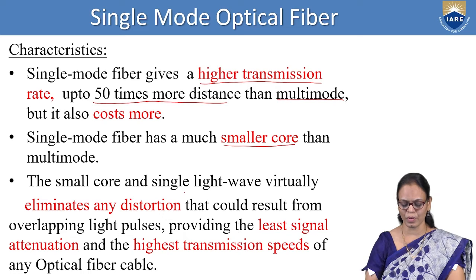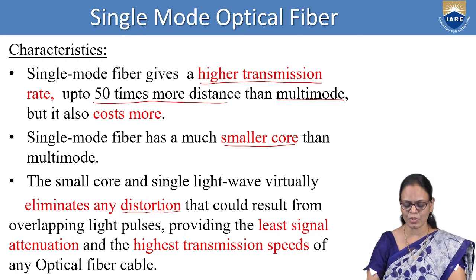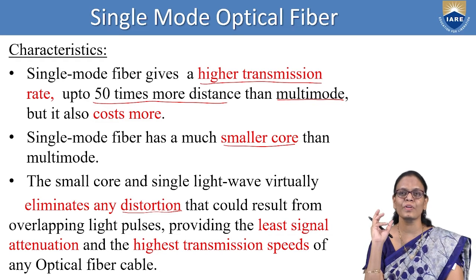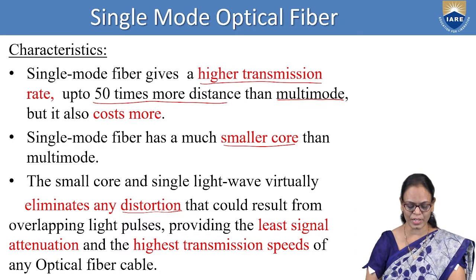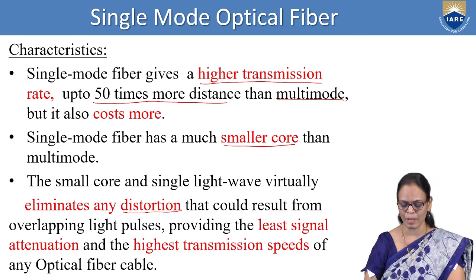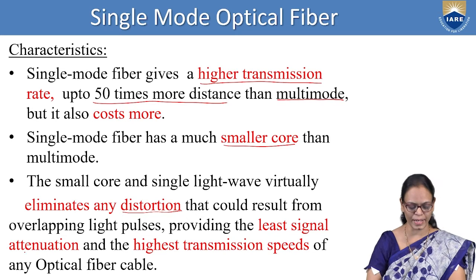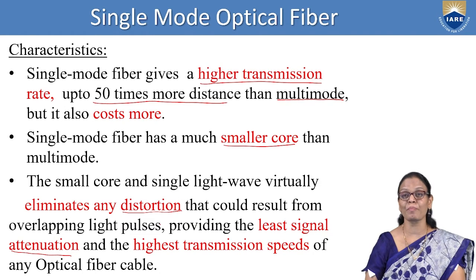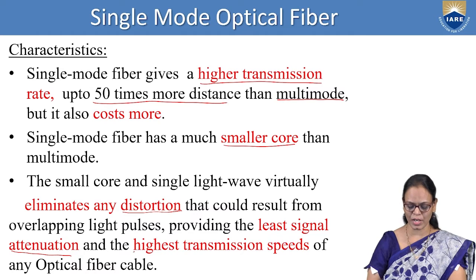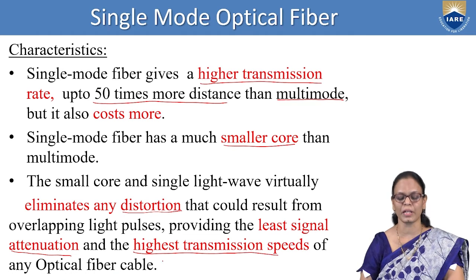Then the small core and single light wave virtually eliminates any distortion. Distortion means here we talk about the shape of the signal is not changed. So that could result from overlapping of light pulses and providing the least signal attenuation. So there is no loss of signal. There is no change in the shape of the signal. And because of minimum reflections, there is less loss also. And so the highest transmission speeds of any optical fiber.